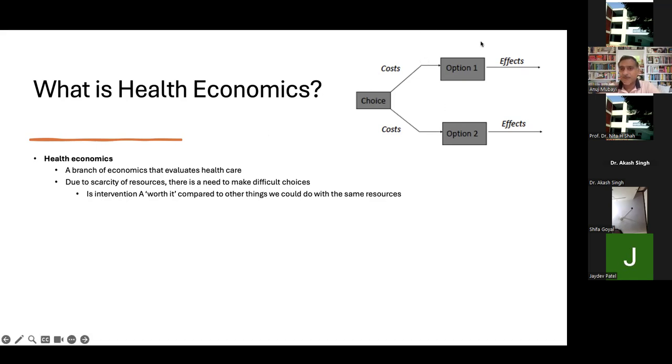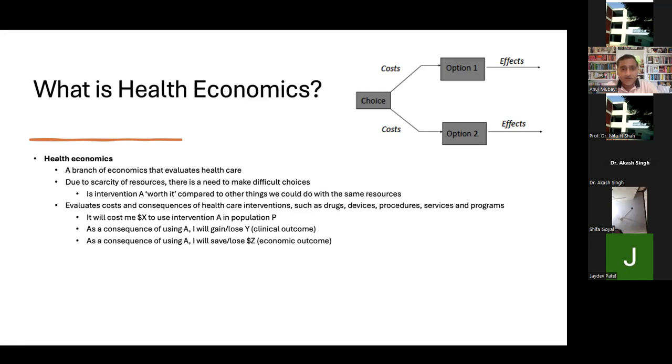So this cartoon on the top shows that there are two choices. For example, there could be multiple choices, and you are interested in comparing one choice with the other. Suppose a new drug comes to the market. There might be an existing drug for the same disease, and so you want to evaluate that drug against the existing drug. You need the cost of that drug, and then you need an effect. Effect means the benefit you are getting from that drug versus the other one. So there are two options, and you compare. Your evaluation means you're comparing one with the other. So is intervention A worth it compared to the other things we could do with the same resources? That's the goal of health economics.